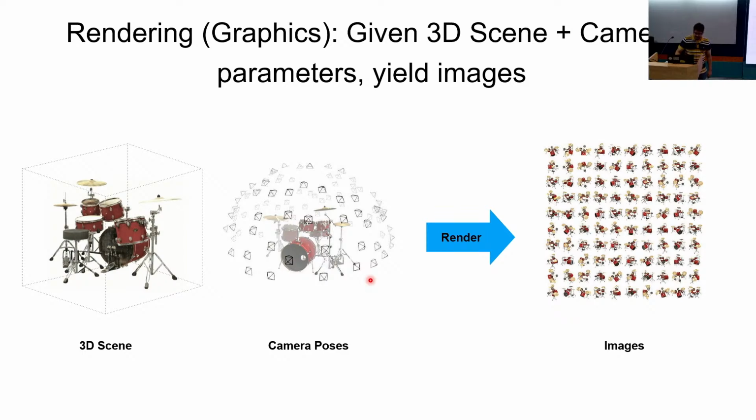Now the fundamental problem setup is the same. You have an underlying 3D scene which you want to model. You have the camera poses, and you have multiple images for that, and in the novel view synthesis task, you want to generate more such images along different viewpoints.